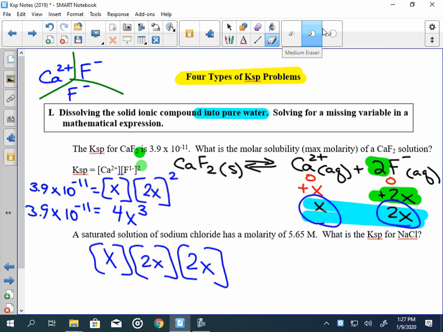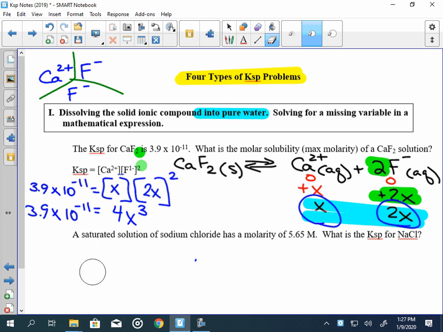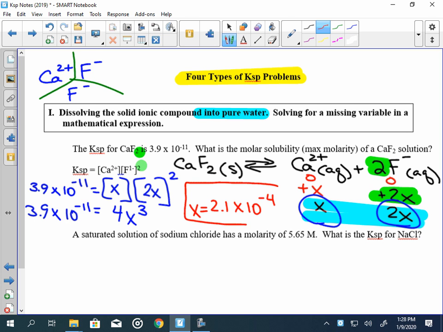So again, 2x quantity squared would be 4x squared times x, 4x cubed. Now, there are different ways of using the graphing calculator to solve for that. The way I would do it, divide both sides by 4, take the cube root. Other folks are like, solver function, here we go again, and that's fine. But what we would get at the end of the day is x is equal to 2.1 times 10 to the minus 4.